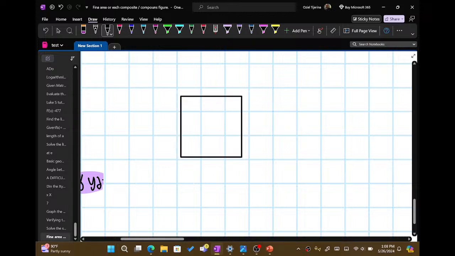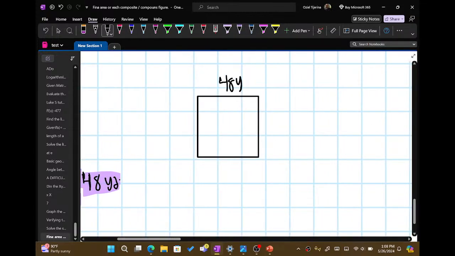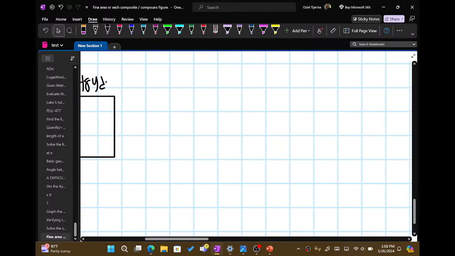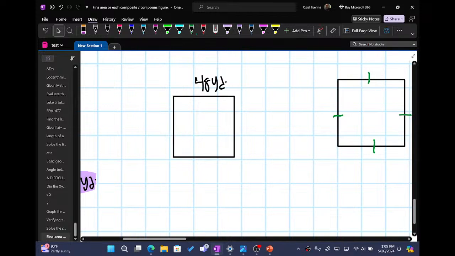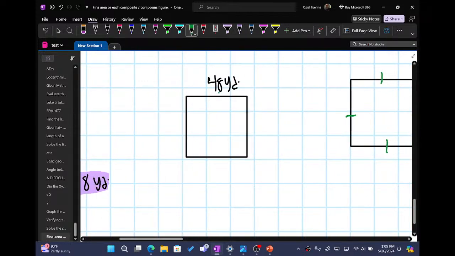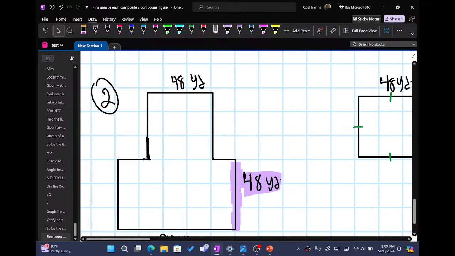There's a square, and it has a side length of 48 yards. Now, the one thing you need to know about squares is that all the side lengths are equal. So they're all congruent, right? So therefore, this side length is congruent to this one, which is congruent to this one and this one. So the square on top of this, right? Let's draw little dashes here.